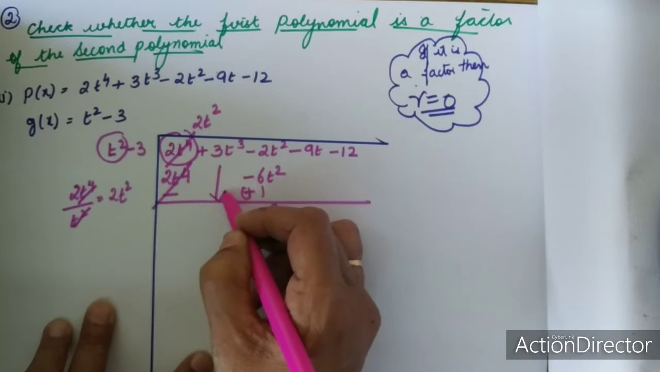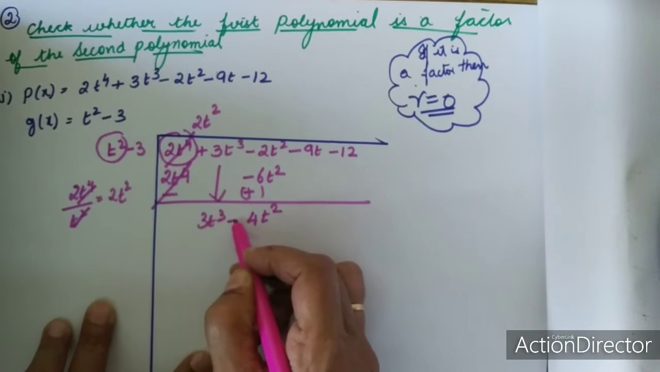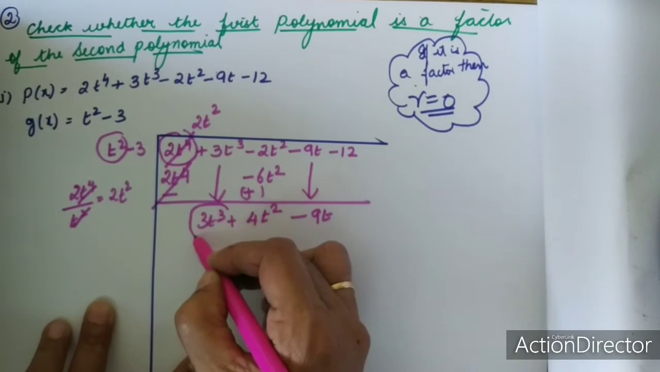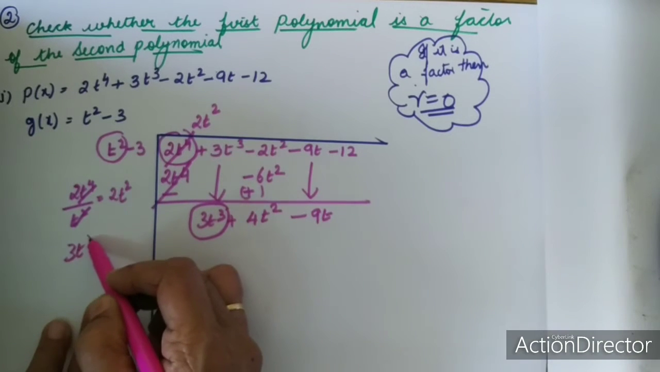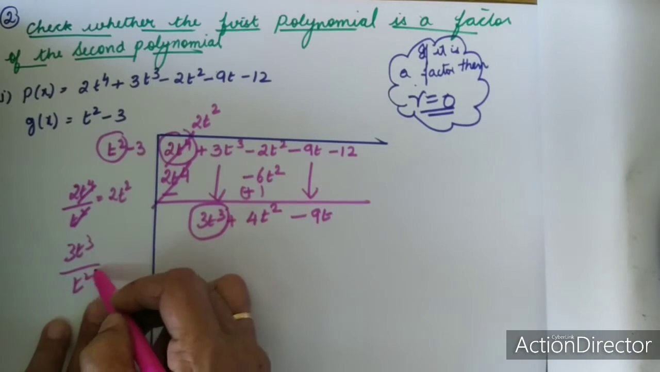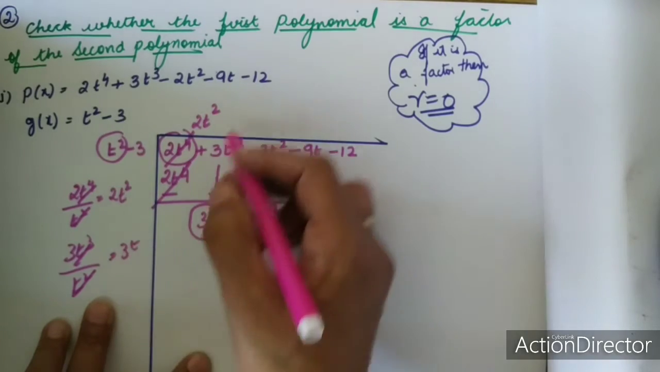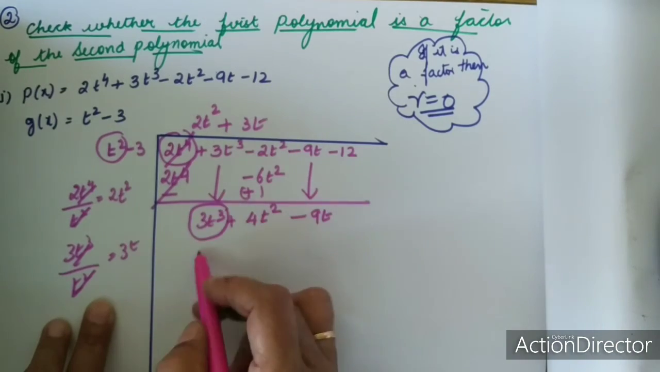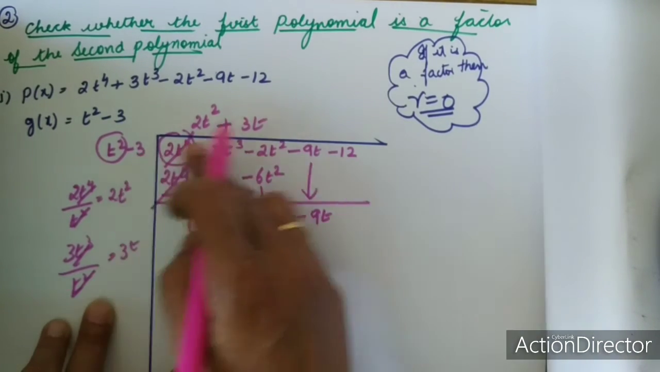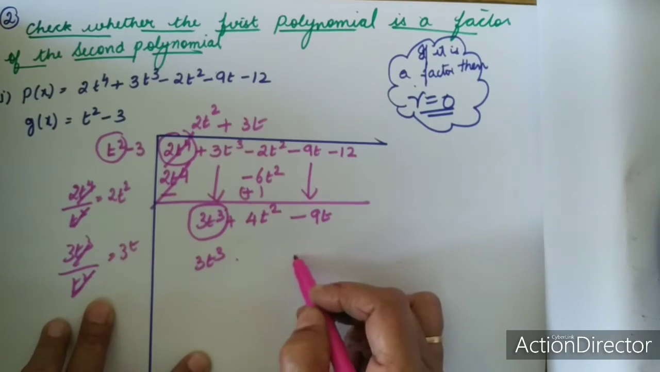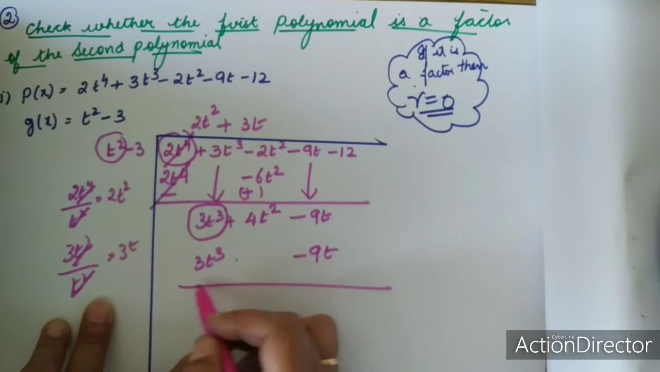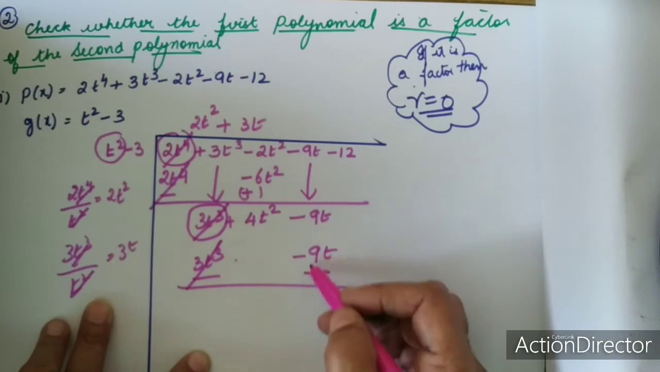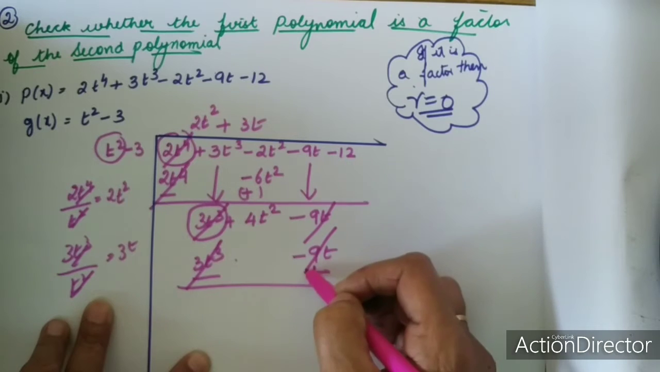Now again you take this 3t cube over here. Don't forget to take it, and also the next term over here, minus 9t. So what will be the next term in the quotient now? 3t cube divided by t square will be equal to 3t. So it is plus 3t. Now t square into plus 3t will be 3t cube, and minus 3 into 3t will be minus 9t. So shall I subtract now? 3t cube minus 3t cube will get cancelled. Minus 9t plus 9t will also get cancelled.